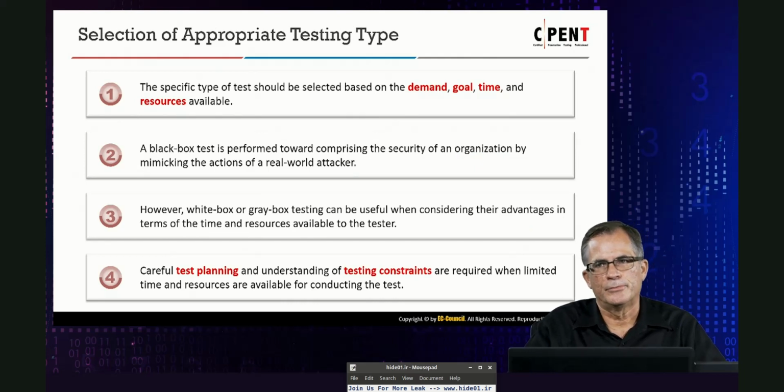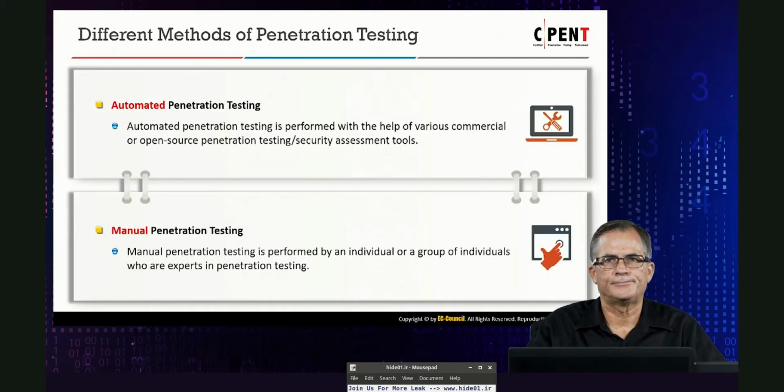So which one do you do? Really depends on your goal, your time, and your resources available. Black box is usually something looking at actions of a real-world attacker. But white and gray is what usually gives you the most value, because when you do a white or gray, we have time to look deeper into the system than we do in a black box. And the main thing is the planning. You have to do careful test planning and understand the constraints when you have limited time and resources.